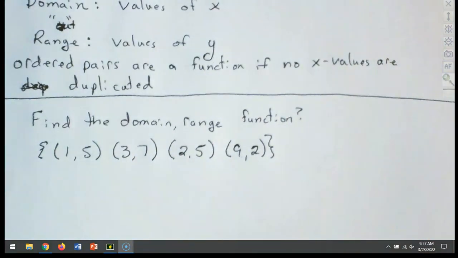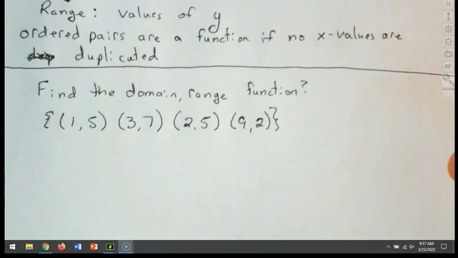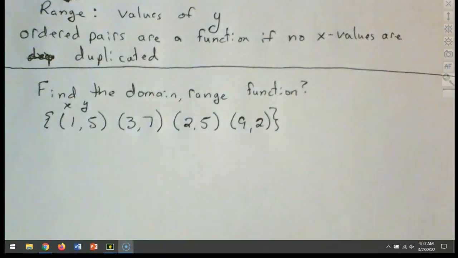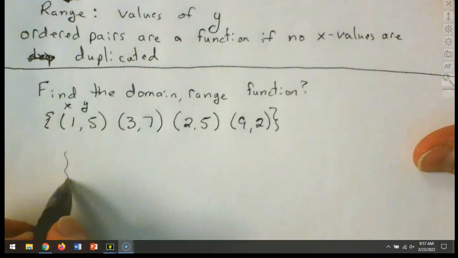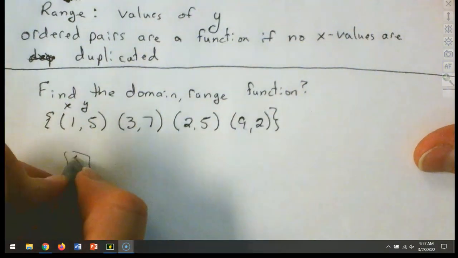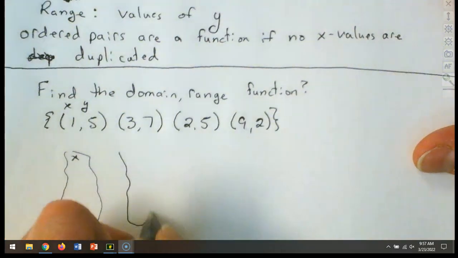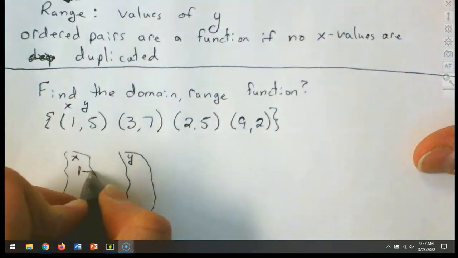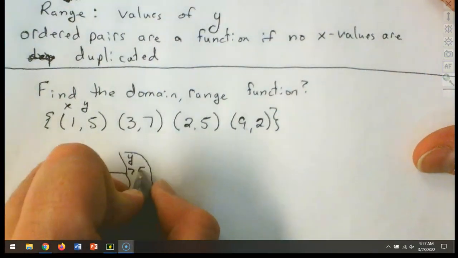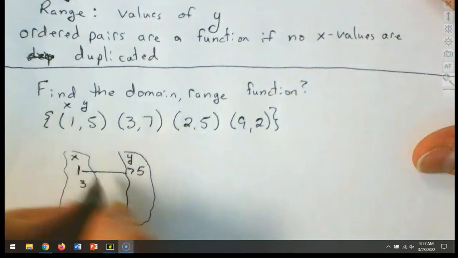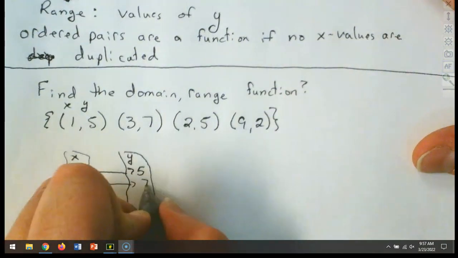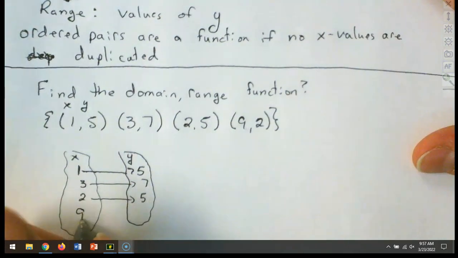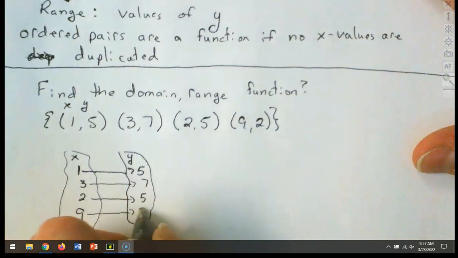And sometimes it's helpful to make a mapping too. We don't have to make a mapping, but a lot of times I like to look at things visually, and I think a mapping helps. So this is going to be my x, and this is going to be my y over here. So when we look at these ordered pairs, 1 maps to 5, 3 maps to 7, 2 maps to 5, and 9 maps to 2.